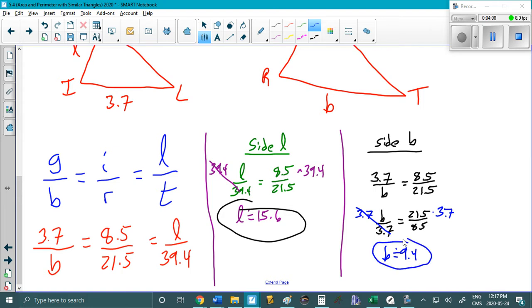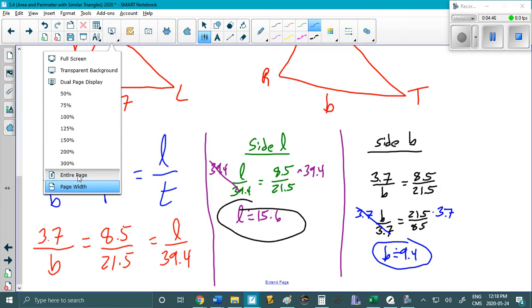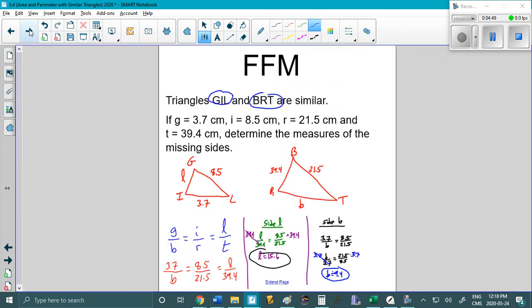And that's that. Okay? So L is now 15.6, so that's smaller than the bottom one, which makes sense because this is smaller than that. And 3.7 should be smaller than B, and B is 9.4. So that makes sense. Also, the longest side in BRT is this one. The longest side is this one. So this should be the longest side. And if you look, 15.6 is the longest. 3.7 is the shortest. So B, 9.4, should be the shortest on the bottom. And that works out as well. So there's lots of ways to check to see if your answer makes sense.